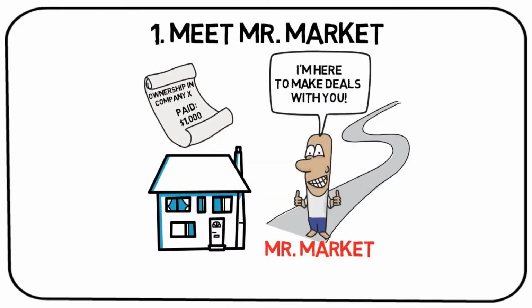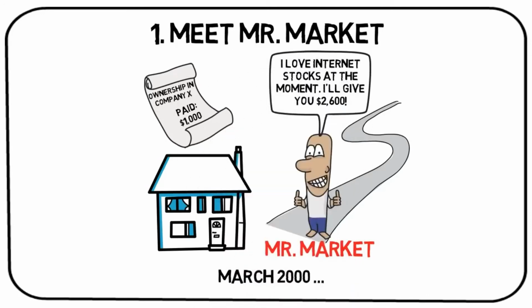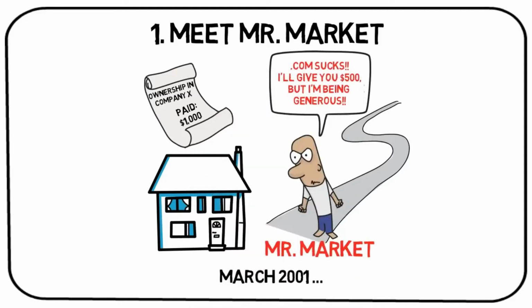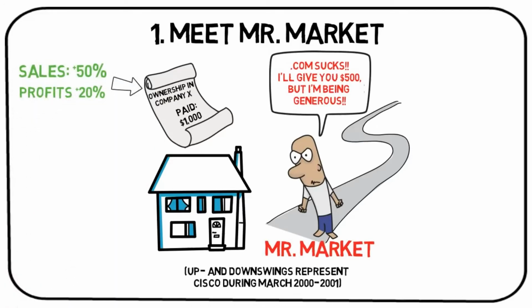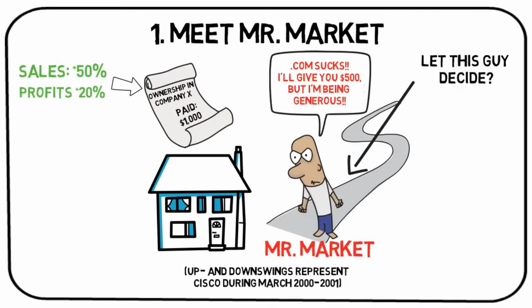History has shown that Mr. Market's opinion about how much your part of the business is worth can be pure gibberish. For instance, back in March 2000, he estimated the value of your share to be $2,600. Only 1 year later, in March 2001, he thought it was worth $500, even though the income of the company increased by 50% and the profit increased by 20% during the same period. Should you let this guy decide how much your $1,000 of interest in that business is worth?